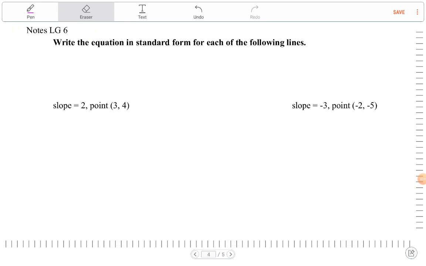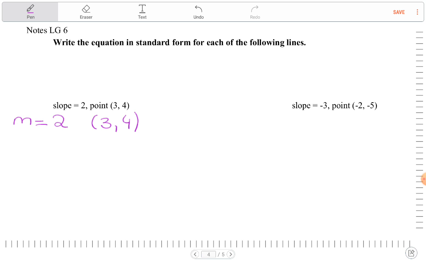Okay, here we have our notes for LG6. We are to write an equation in standard form for each of the following lines. So the only thing that is given to me is a point on the line and a slope. So I only know that my slope is 2 and I have this point 3, 4.